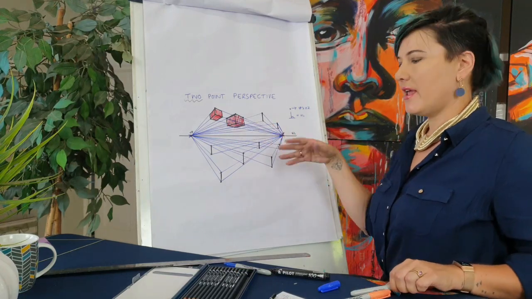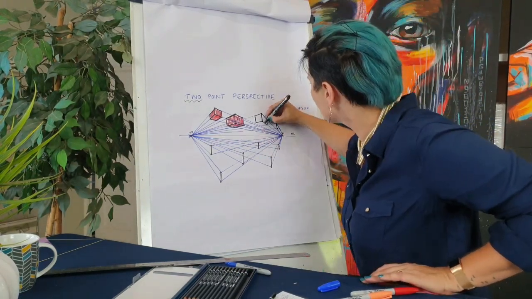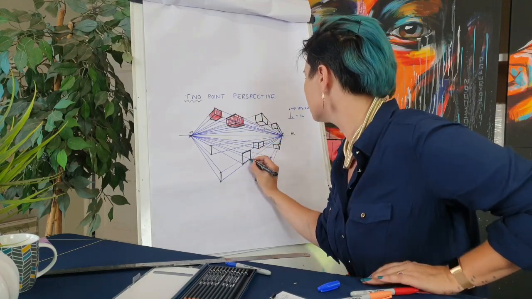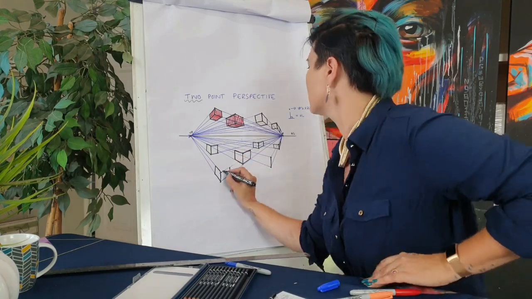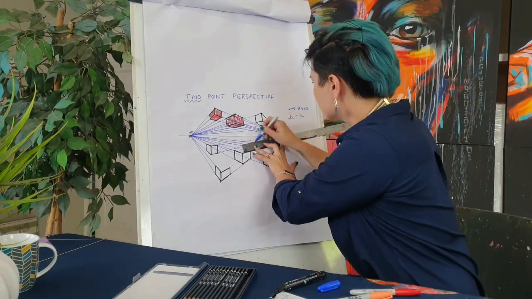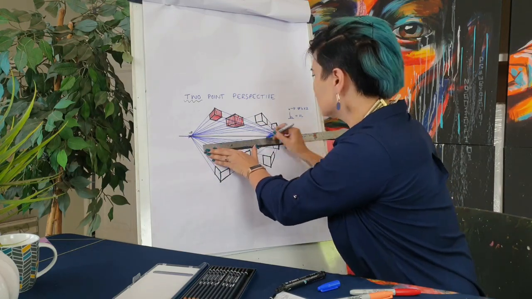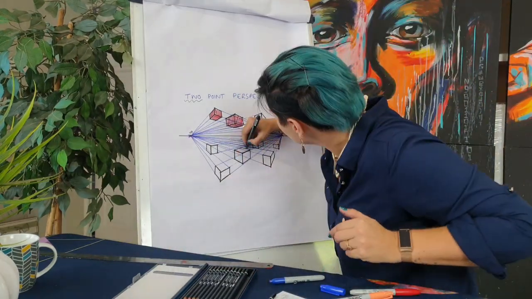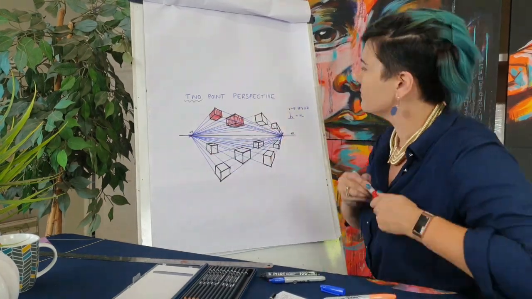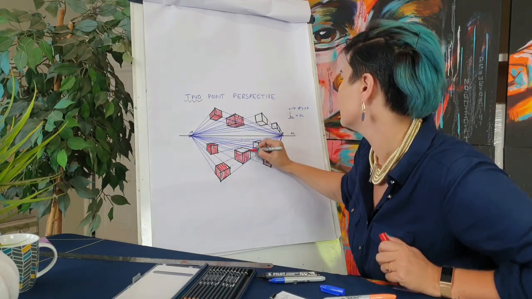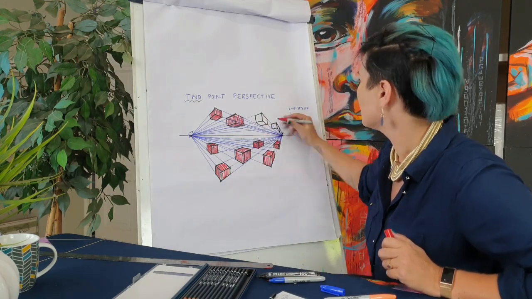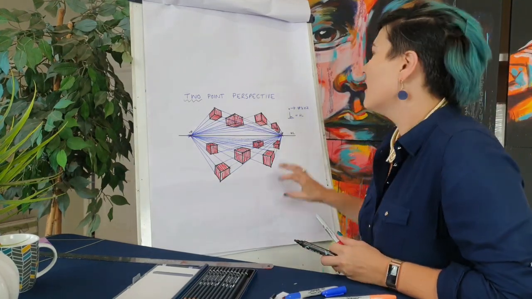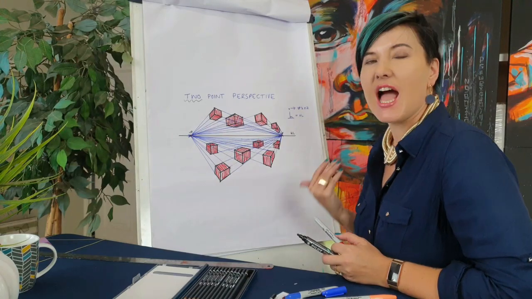Okay, so I'm now just going to keep going, and I'm going to complete all of these. Applied quite a lot of cubes to 2-point perspective. Okay, so how can you guys use this in your art?